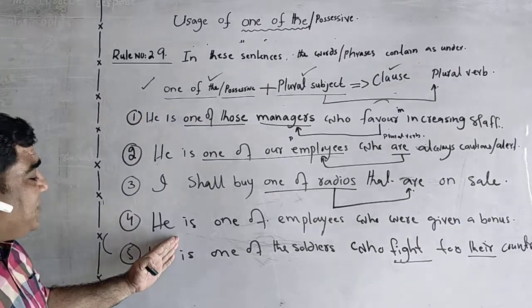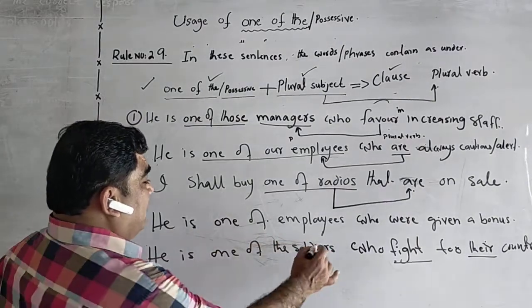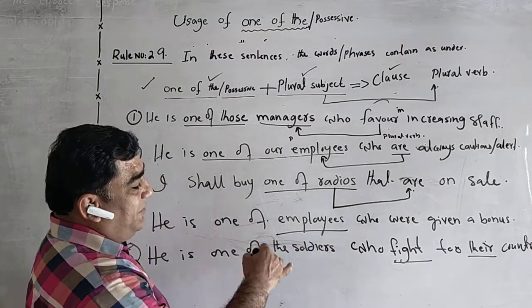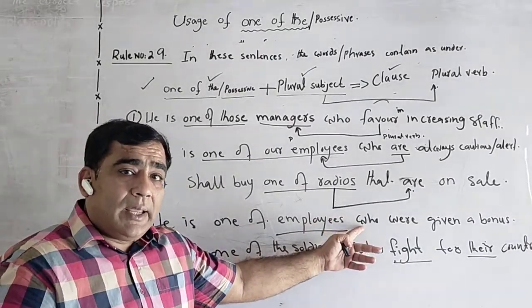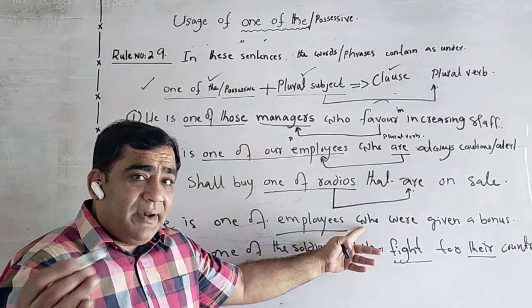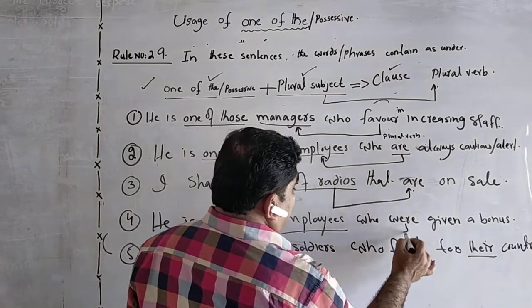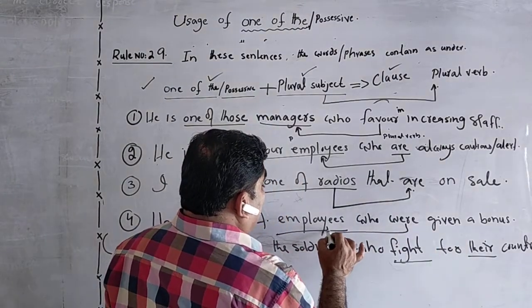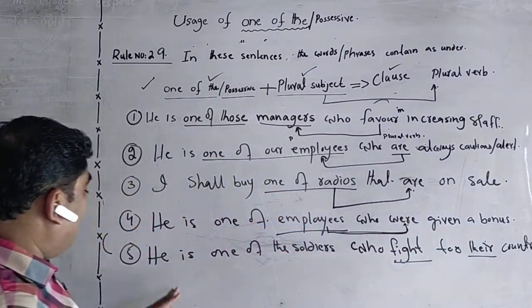Okay. Next one, he is one of the employees. We understand this from the previous one, but here what? The clause, the dependent sentence, starts from this one: who were given a bonus. So "employees" agrees with the plural verb.